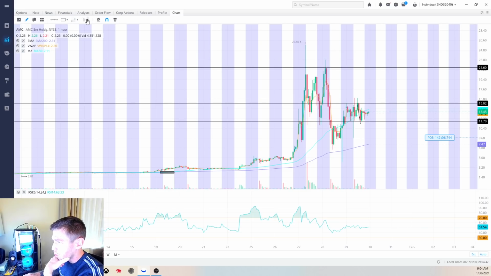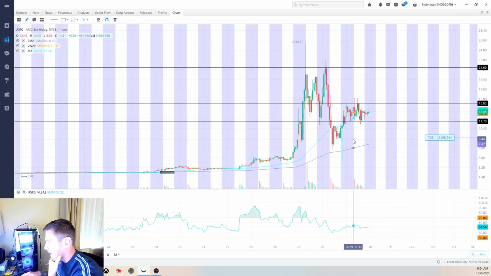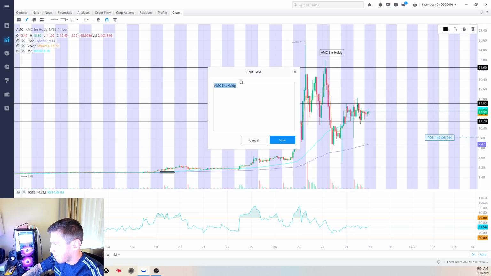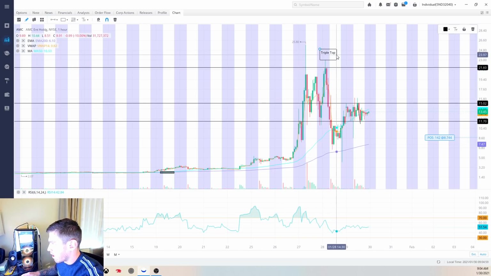So these are the typical draw tools that I'll use, and then you can also use text if you'd like to. You just simply click text, and then let's say that you want to keep track of a certain pattern on the chart, right? So we can see here that we've got a triple top. So you can type in, if we just click this right here, triple top, and hit save, and we can leave this wherever we'd like to and signify whatever we'd like right here.